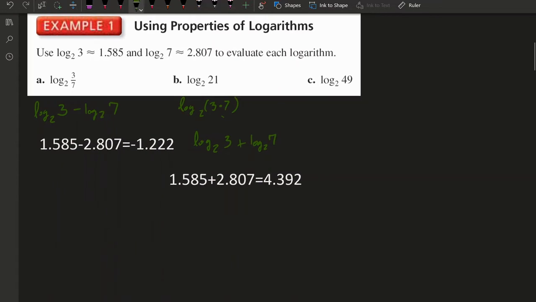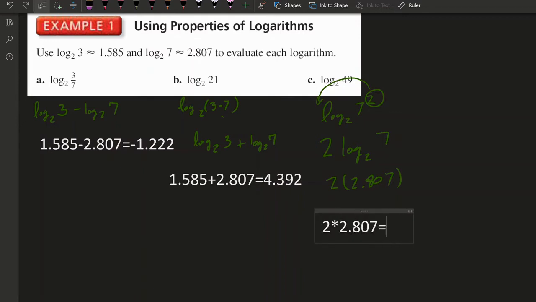Now this one would be log base 2 of 49, and what I notice is that 49 is 7 squared. So according to the power property, I can change that to log base 2 of 7 squared, and I can take that 2 and move it over here, so I get 2 log base 2 of 7, or 2 times 2.807, which is, let's use a calculator here, 5.614.